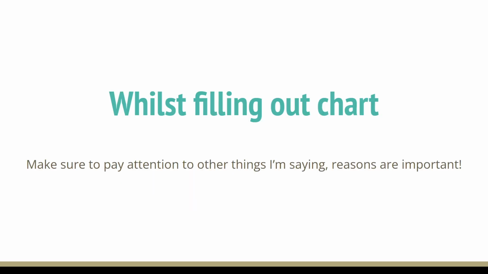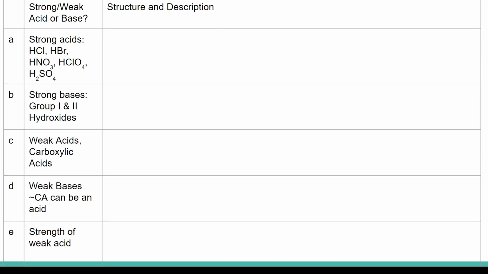And so we're going to fill out this chart. Make sure you're paying attention to what I'm saying, not just what's on the chart, because obviously that's how we do our things here. And so we're going to talk about some strong acids, some strong bases, some weak acids, specifically carboxylic as well, weak bases, and then we're going to look at the strength of weak acid as another factor rather than just weak acids in general, because there is something particular about those. So we're going to start off with the first one, strong acids. I didn't list all of them, I just listed a couple.